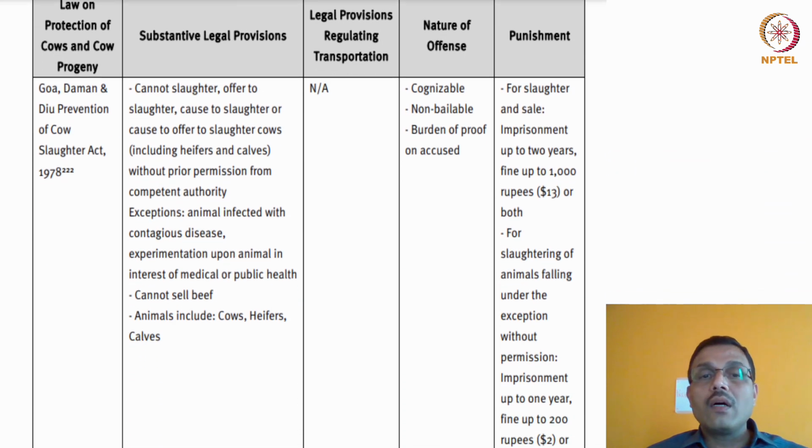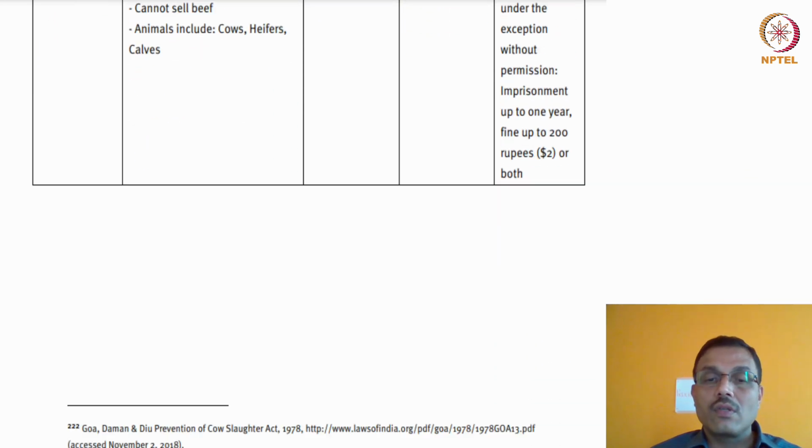Goa also cannot offer to slaughter; Goa has the same protected animal. Of course, an infected animal can also be taken for slaughter. Culling of animals is something that is often allowed. You cannot sell beef in Goa, and that again comes with a fine of 200 rupees.